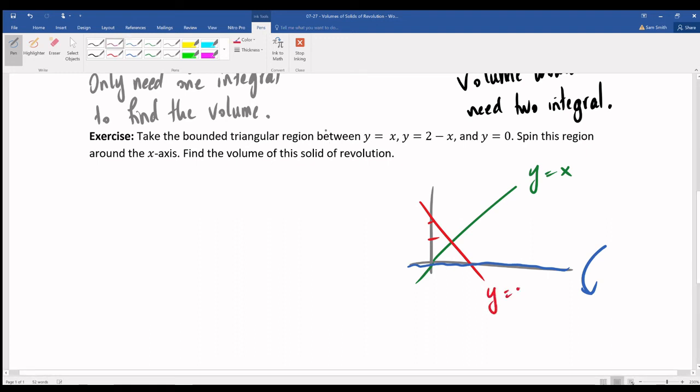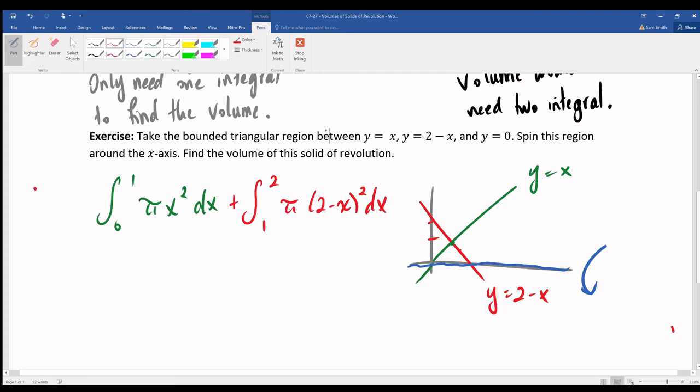The question is, if I were going to do this, what method would I probably use? So here is y equals 2 minus x. Now, once again, if I'm going to use method of washers, just as in the previous drawing, I'm going to need two integrals. I'm going to need one integral from 0 to 1, where the green function gives me the radius, pi x squared dx. And I'm going to need a separate integral from 1 to 2, where the red function gives me the radius. So pi red function squared.